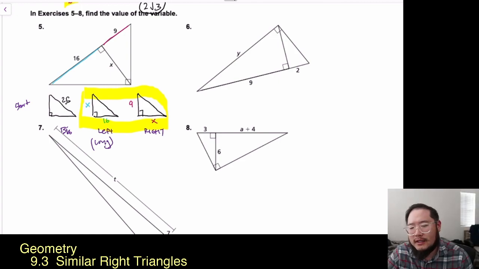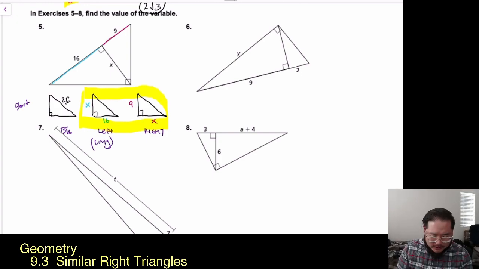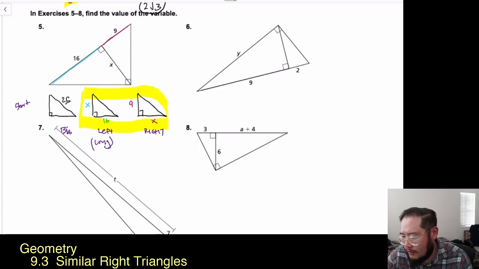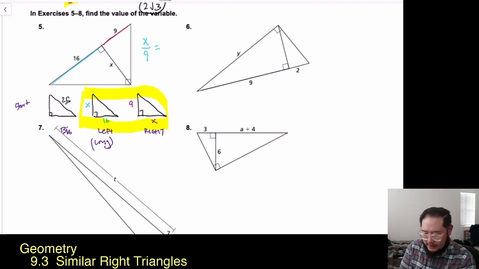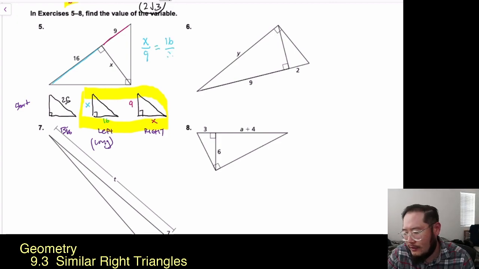Similar to that of the geometric mean altitude, right? So that's what this is all about right here, or sorry, the geometric mean altitude theorem. And you can see how it works out because I'm going to put x over 9. That's equal to 16 over x. And then you can cross multiply, solve things out, and you'll get your answer. So cross multiply, x times x is x squared, 9 times 16, that ends up becoming 144.